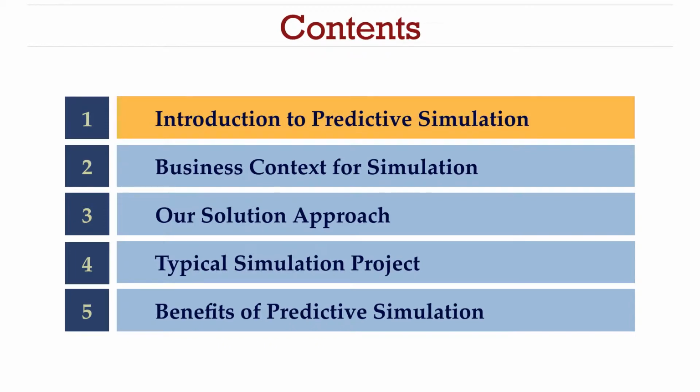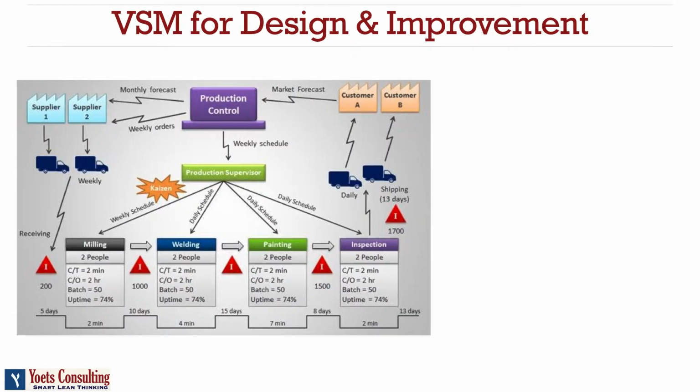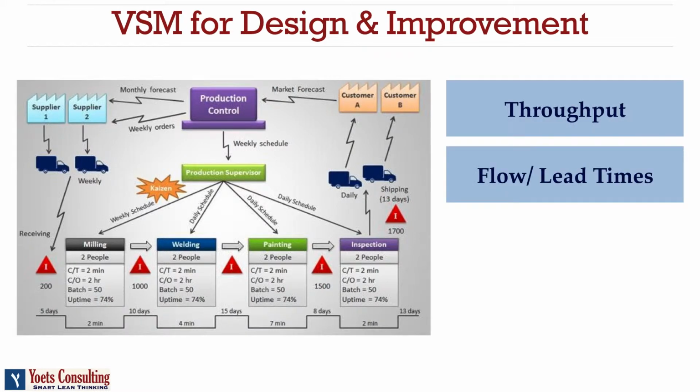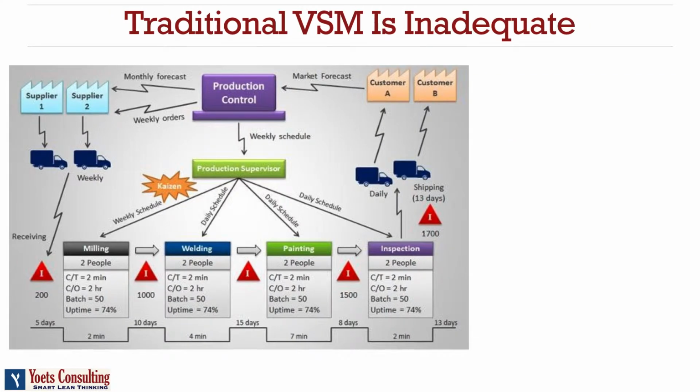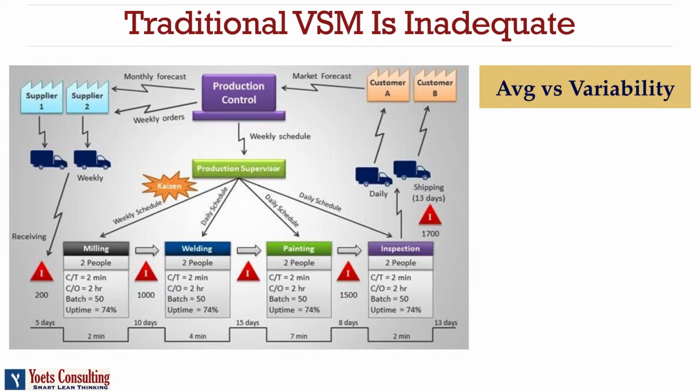So starting with the introduction to predictive simulation. Value stream mapping is used widely to design and to improve operations. But it's very essential to be able to predict the throughput, the flow time and lead times, work in progress, as well as the utilization of the resources in your operations in order to effectively design or to effectively improve your operations. However, traditional value stream maps are inadequate to do this because they use average values instead of accounting for variability which exists in the real situations.